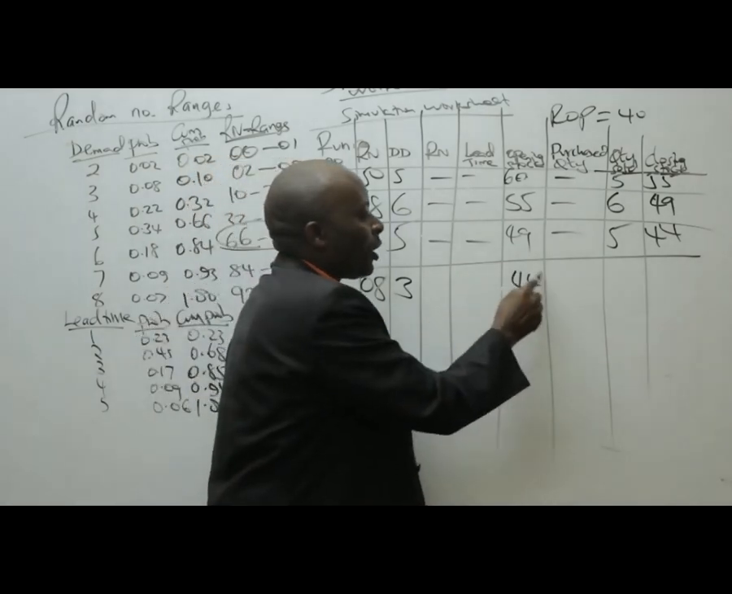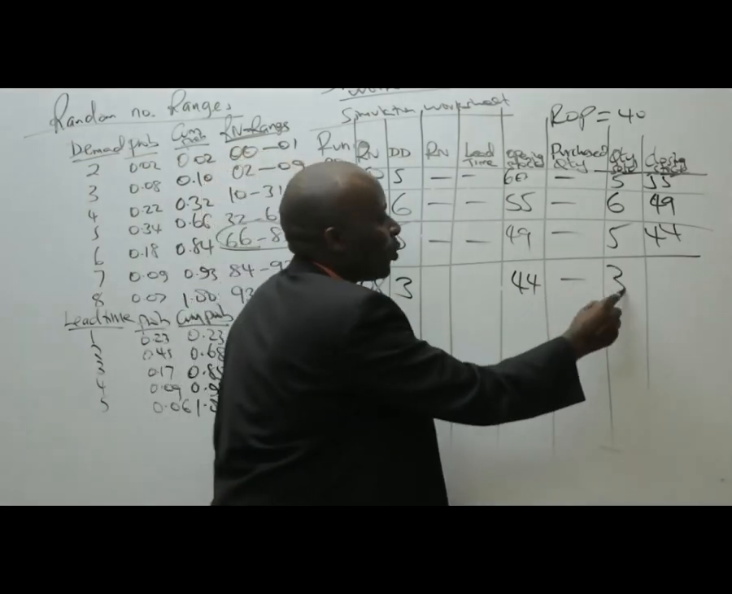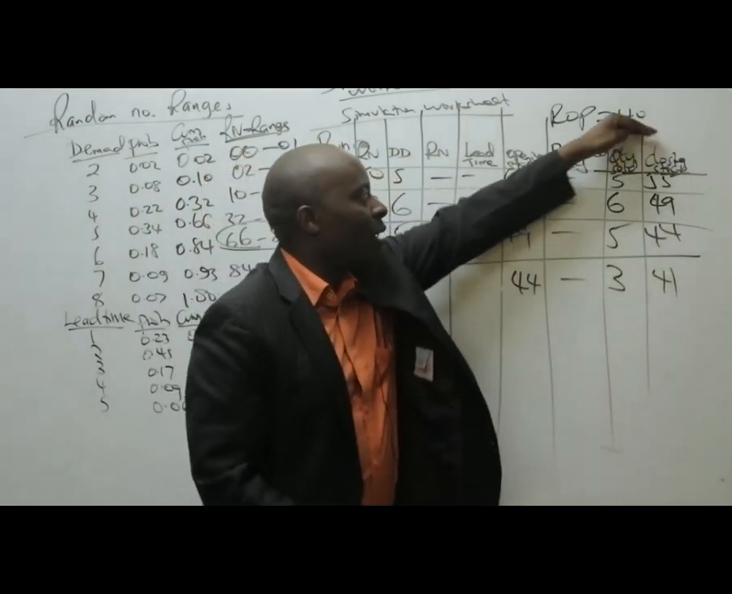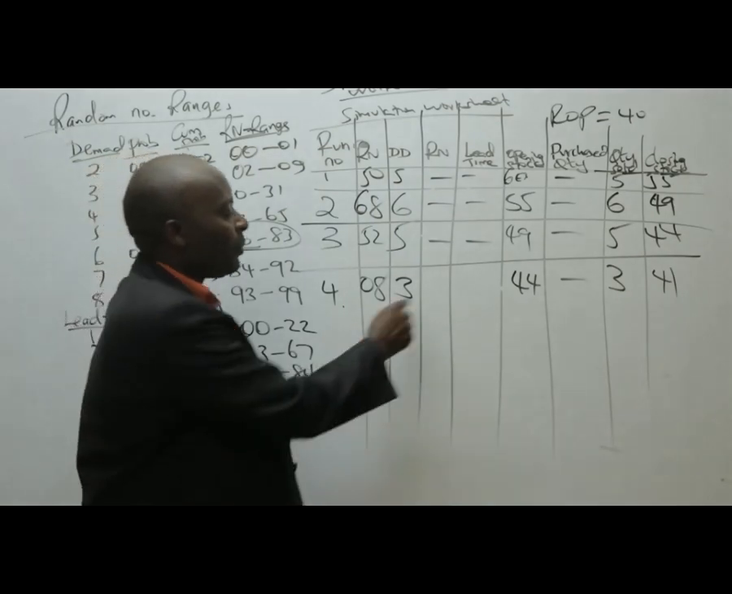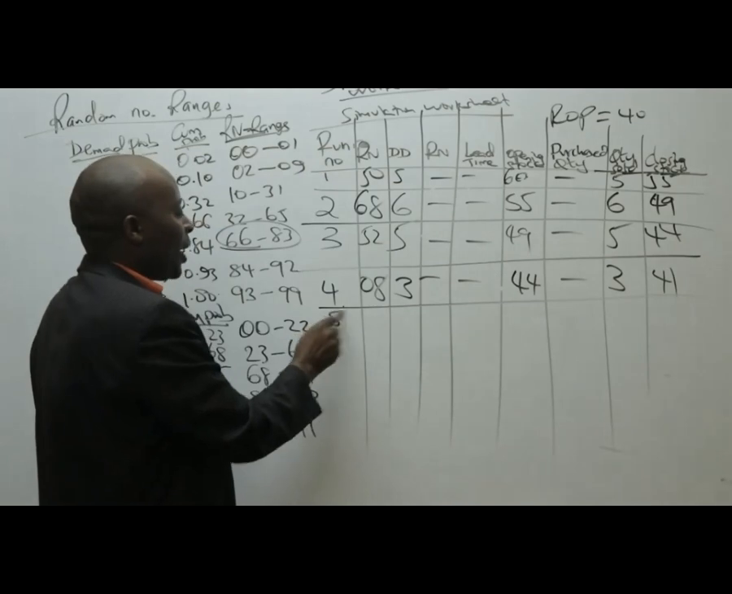So your opening stock is 44. Quantity purchased, no previous order. So here we sell 3. So we are left with 41. So still way above the 40, no placement of any order. So dash is there. So we come in this case here to run number 5.